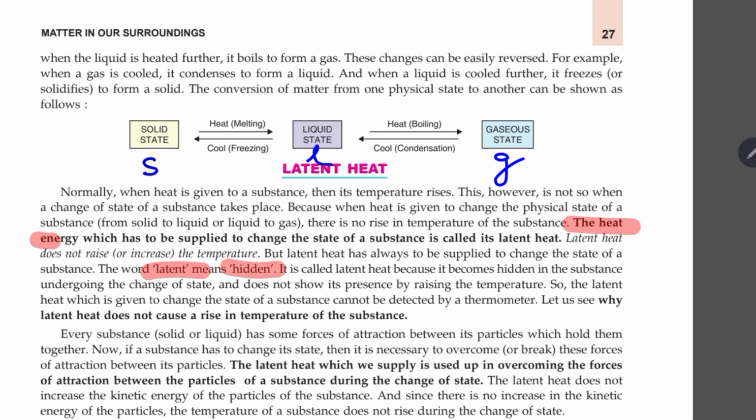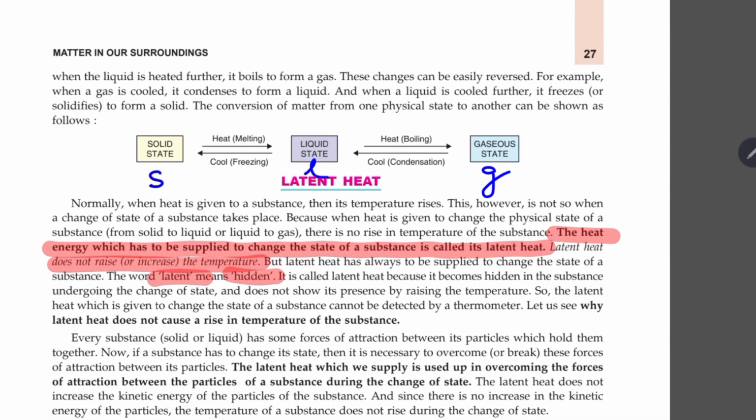The heat energy which has to be supplied to change the state of a substance is known as latent heat. Why? Because when you are applying this much amount of heat, it does not raise the temperature. Initially, when I am telling that I want to melt the solid to the liquid state, and I want to change the liquid to the gaseous state, that means I'm talking about the freezing temperature, the melting point, the boiling point, all these things.